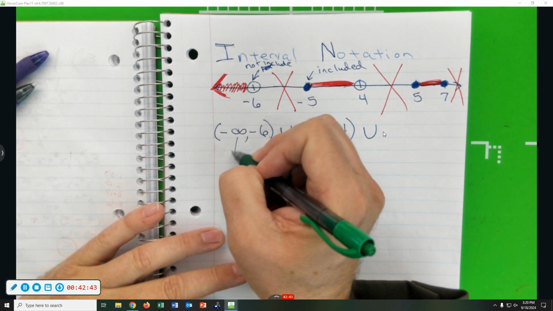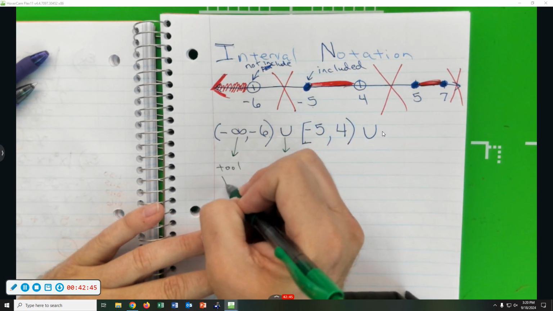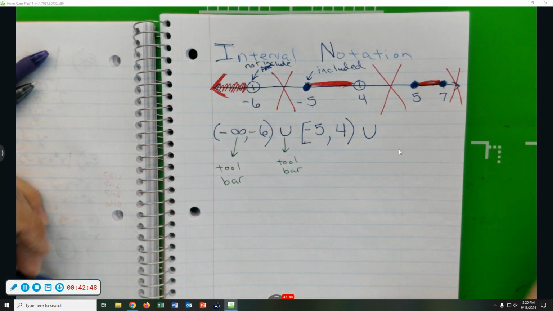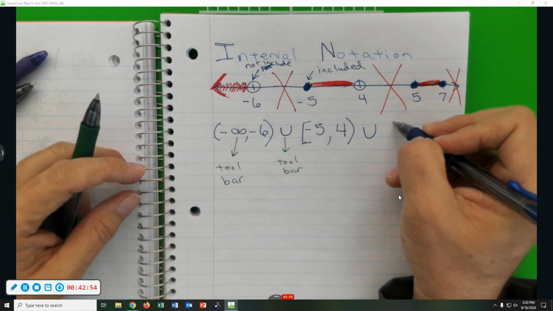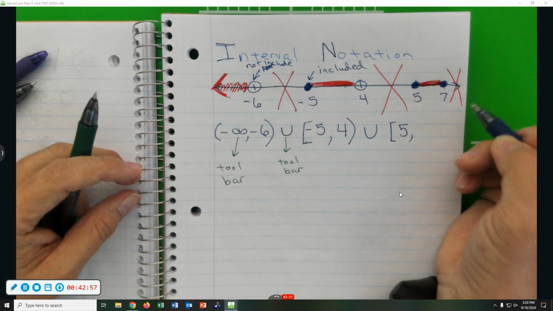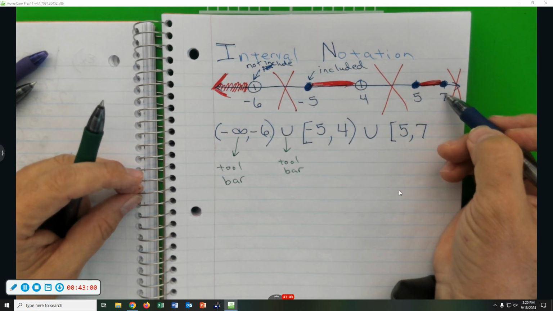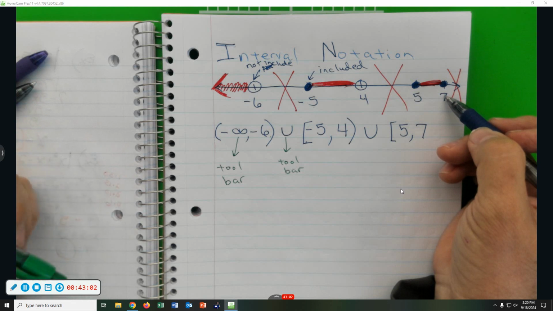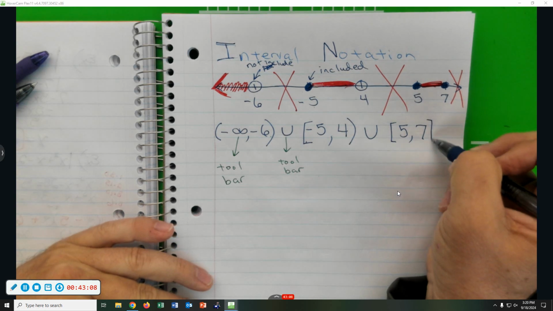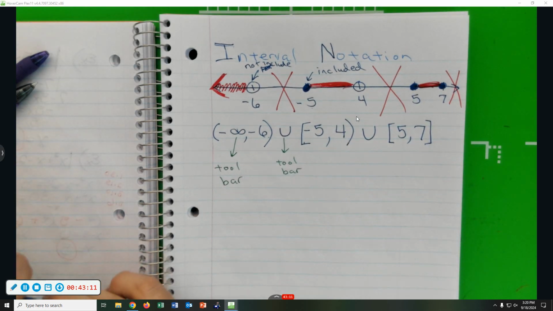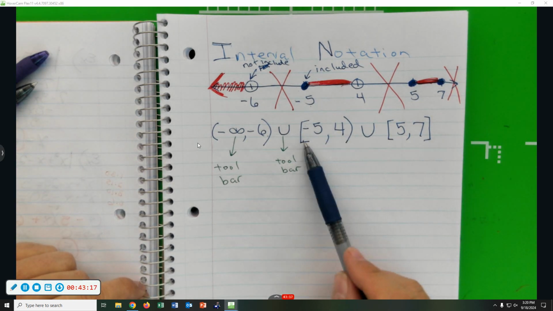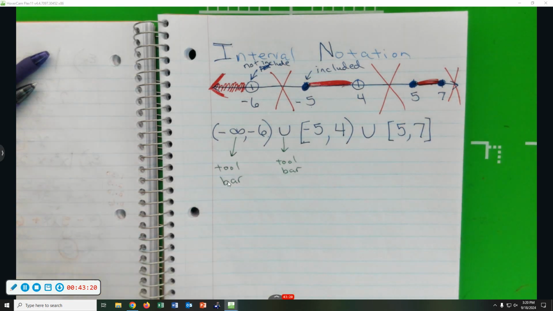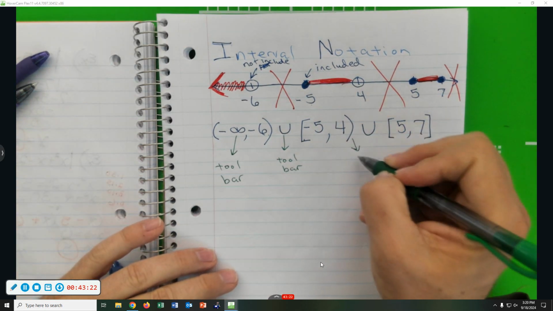By the way, the infinity symbol will be on the toolbar also. Okay, this interval that's shaded here: bracket, 5, comma, 7. What am I going to put after the 7? A bracket or a parenthesis? Bracket, because it's closed also. And this is called interval notation. By the way, the parentheses and the brackets, you'll take those from the keyboard. Just use the bracket and parentheses from the keyboard.